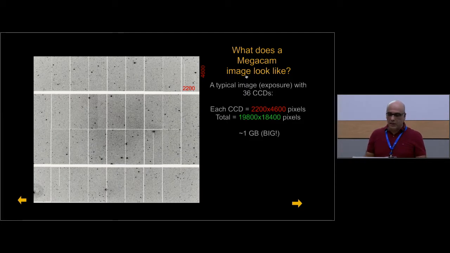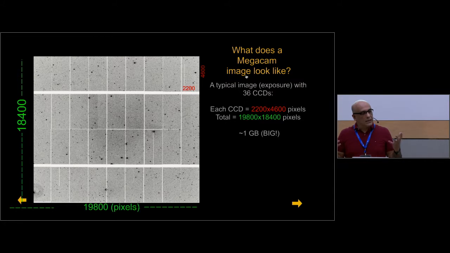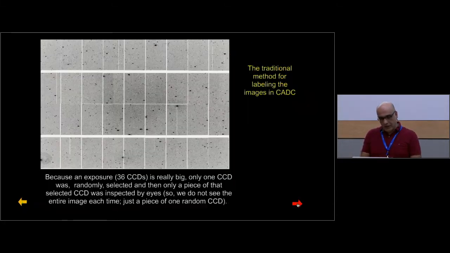Okay, what does a Megacam image look like? This monster, very big. So 36 CCDs in one image. Even one CCD is big enough for the machine learning project. So we wanted to find a solution to solve this problem. We didn't want to downsize the images because bad information was necessary for us. So we didn't want to kill information.